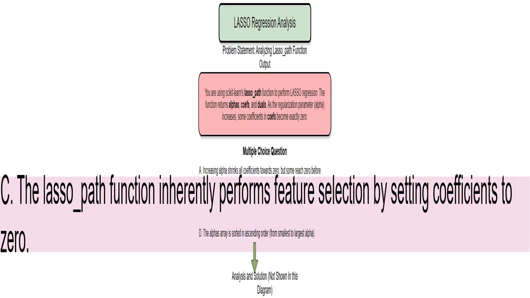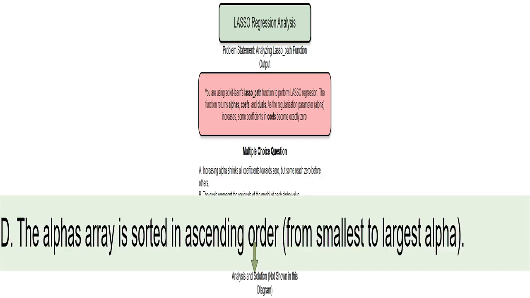If a coefficient becomes exactly zero, that means the associated feature is eliminated from the model. So, yes, lassopath does feature selection. In lassopath, alpha values usually go from high to low. Therefore, this statement is false.